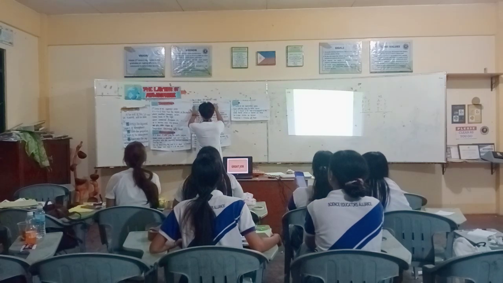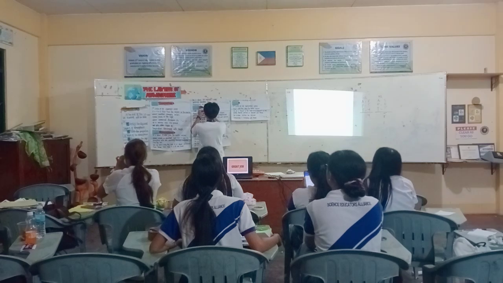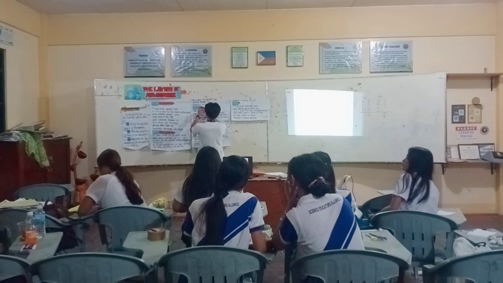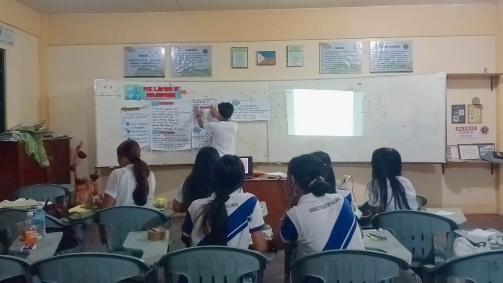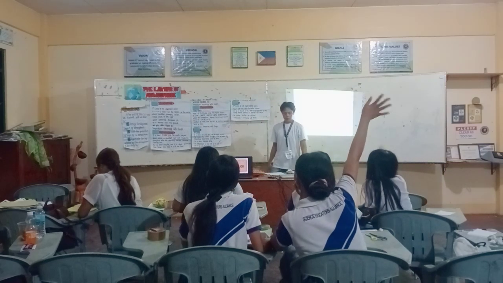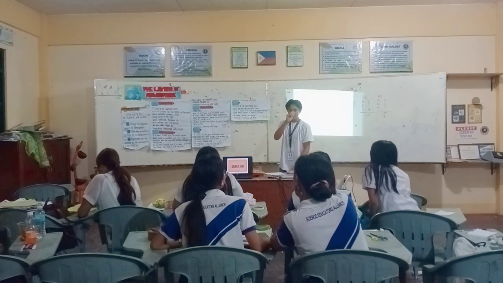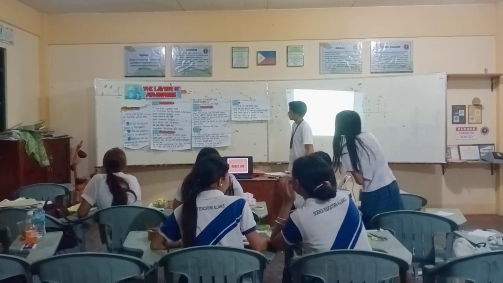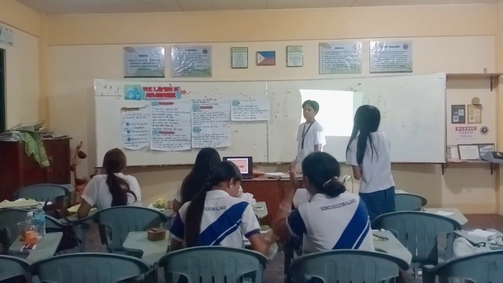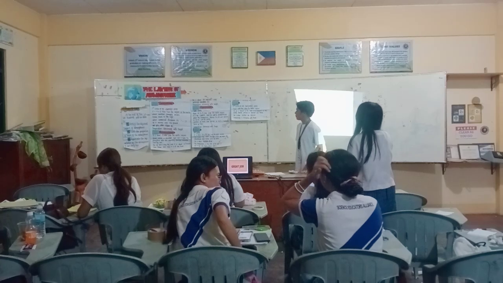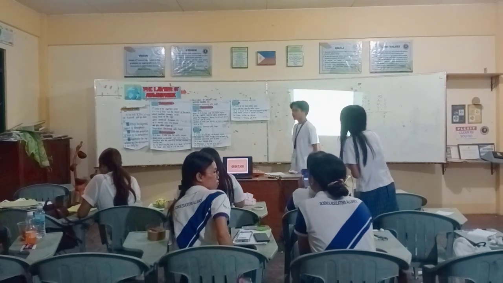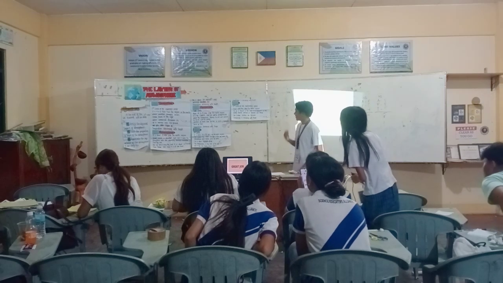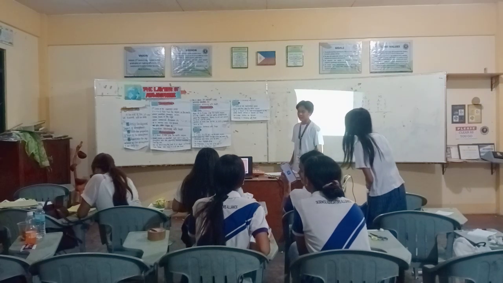So, the third layer. Who wants to read the third layer? Miss Jessa. The mesosphere, third layer, about 35 to 50 miles from the Earth's surface. It is the coldest part of the Earth's atmosphere, where the temperature begins to fall and reaches as low as 184.